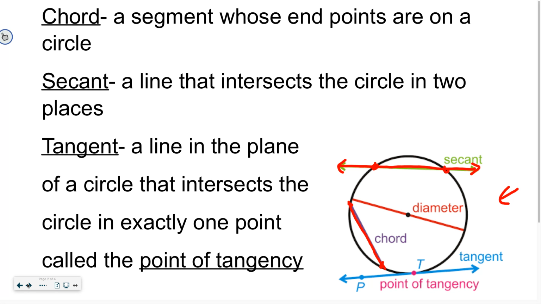The next word we have is tangent. And we heard the word tangent in chapter 10, but we're using tangent a different way in chapter 11. So tangent is a line in the plane of a circle that intersects the circle in exactly one point. And that point is called the point of tangency. So if you can see this blue line here at the bottom, it's a tangent line because it hits the circle in exactly one spot. And that spot where it intersects the circle is called the point of tangency. So that blue line is a tangent line. Make sure that you draw the picture for these so that you can reference them when you need that information.